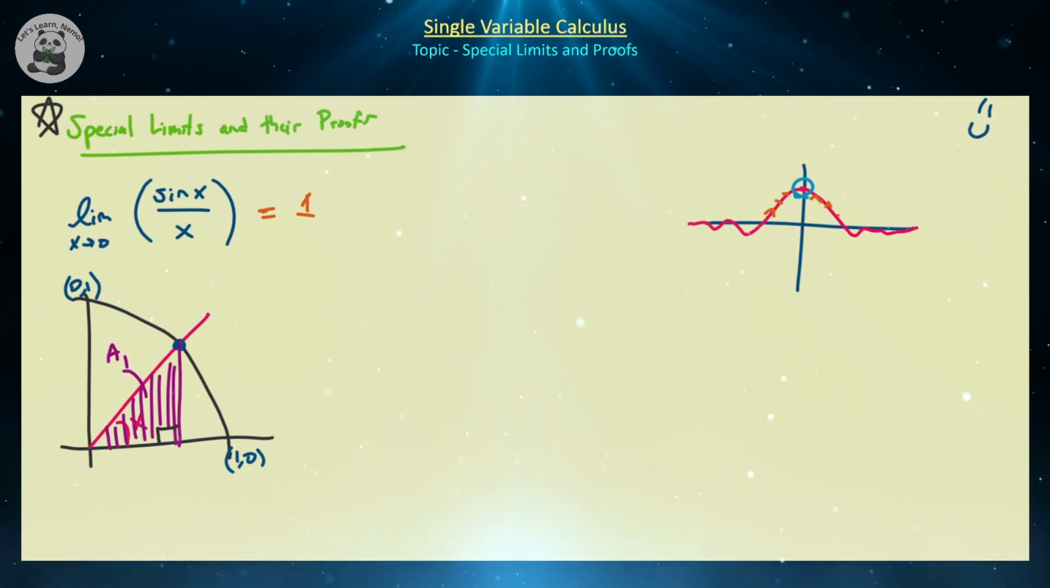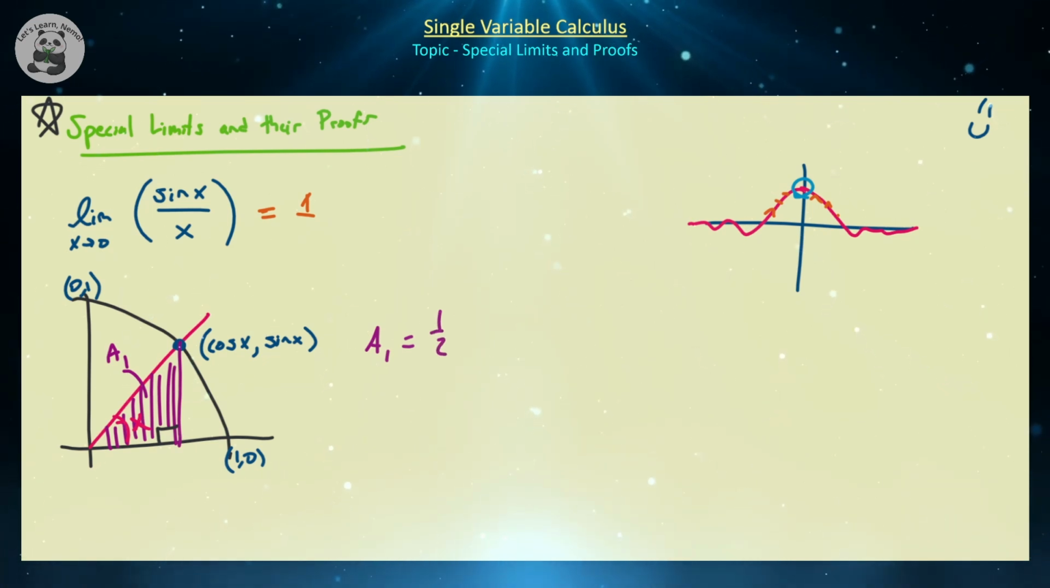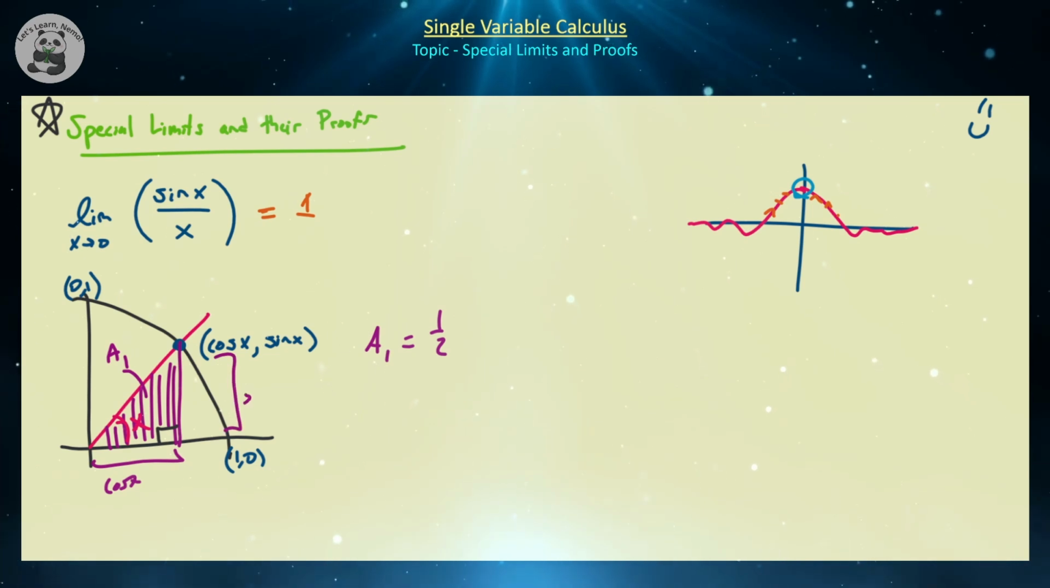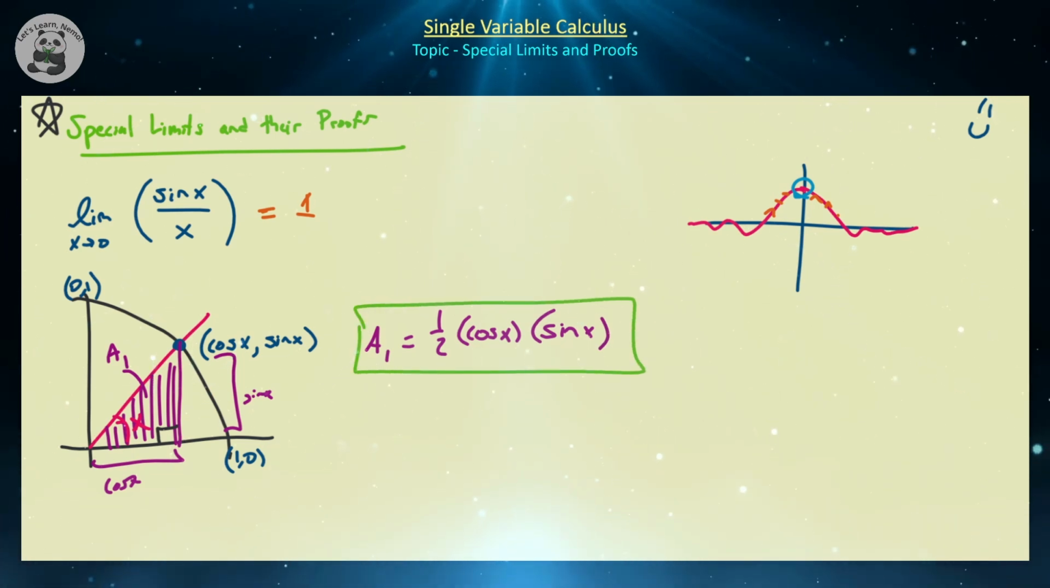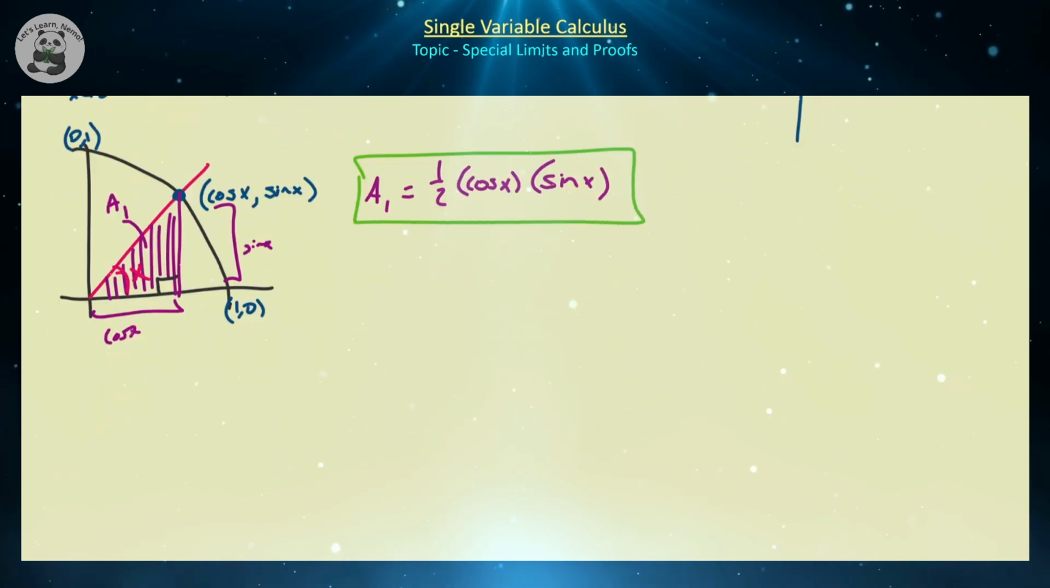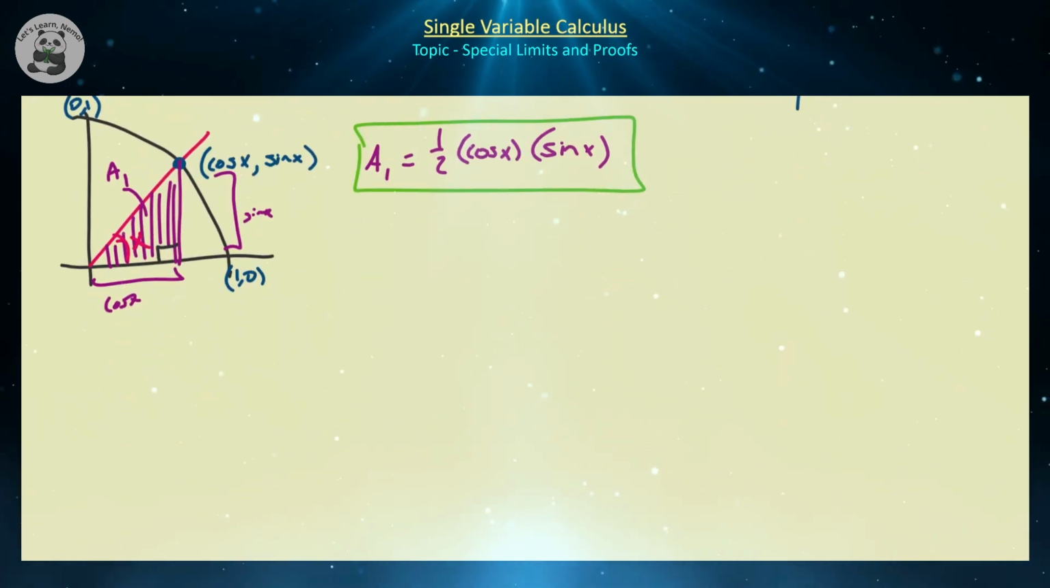So if that interior angle is angle x, then we know that this point here is going to be (cosine of x, sine of x). So the area of that right triangle is going to be 1/2 the base times the height, so keep in mind cosine is the x, sine is the y. So we get A1 is equal to 1/2 cosine of x times sine of x. So that's the first area that I want to consider, and we're going to consider a couple other areas as well.